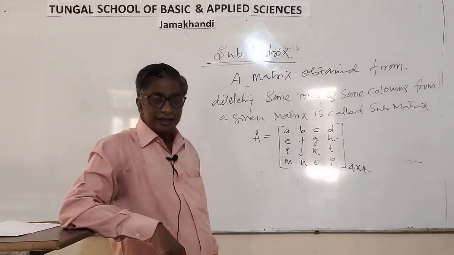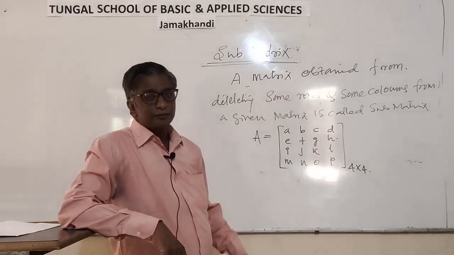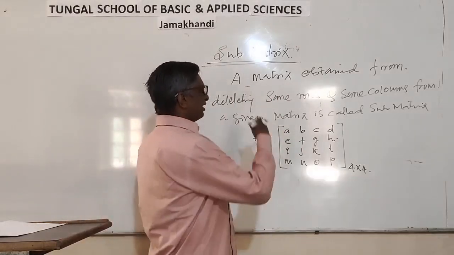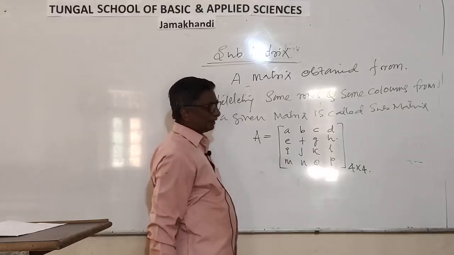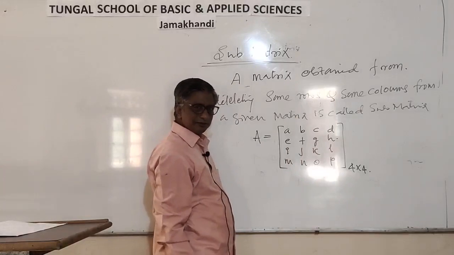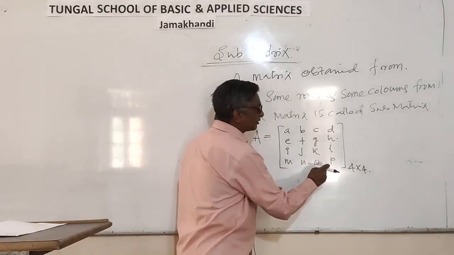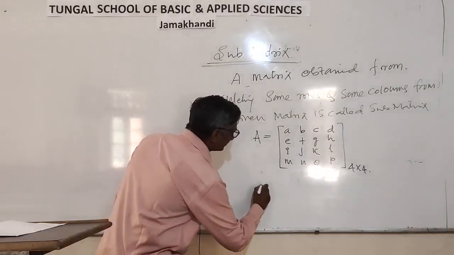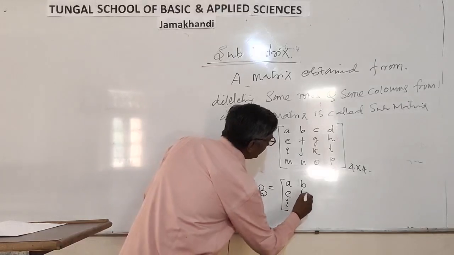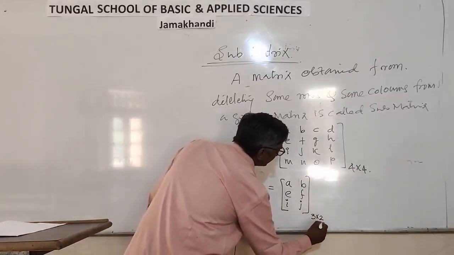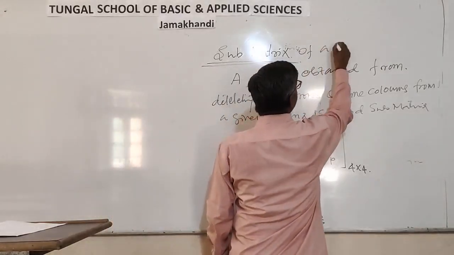In this matrix, suppose you want to form another matrix by deleting some rows and some columns. For example, you leave the fourth row and the third and fourth columns. You are getting another matrix B equal to A, B, E, F, I, J. This is a 3 into 2 matrix. Then B is called a submatrix of A, a submatrix of the given matrix.